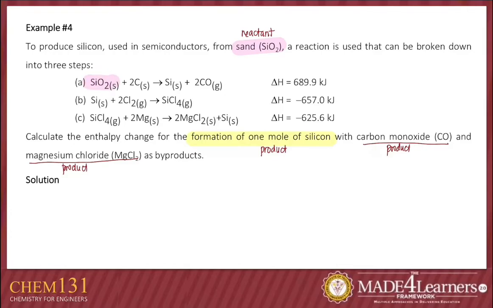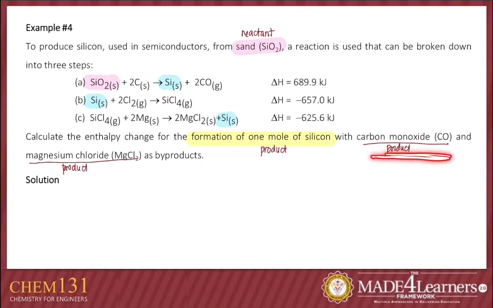Next, calculate the enthalpy change for the formation of 1 mole of silicon. So, where is silicon here? Silicon is here. Let's highlight this. It's here, here, and here. And take note that they are all 1 mole. Okay? In this equation, it is on the product side, which matches this. It is also on the product side here, which matches this also, but here silicon is on the reactant side. So, it is different. But carbon monoxide is also a product.